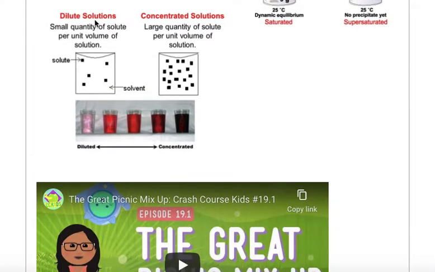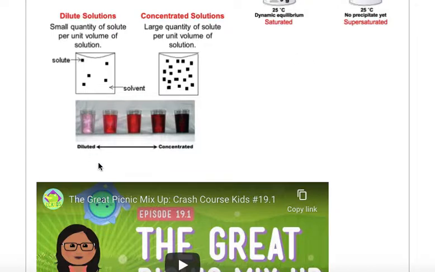You can dilute solutions, a small quantity of solute per unit volume of solution. And these are the concentrated solutions. There's a large quantity of the solute per unit volume of solution. So in the dilute solutions, you've got just a little bit of your Crystal Light. And then in your concentrated solution, you might have added 2 packets to your water bottle. So there's more of that solute than in the dilute.